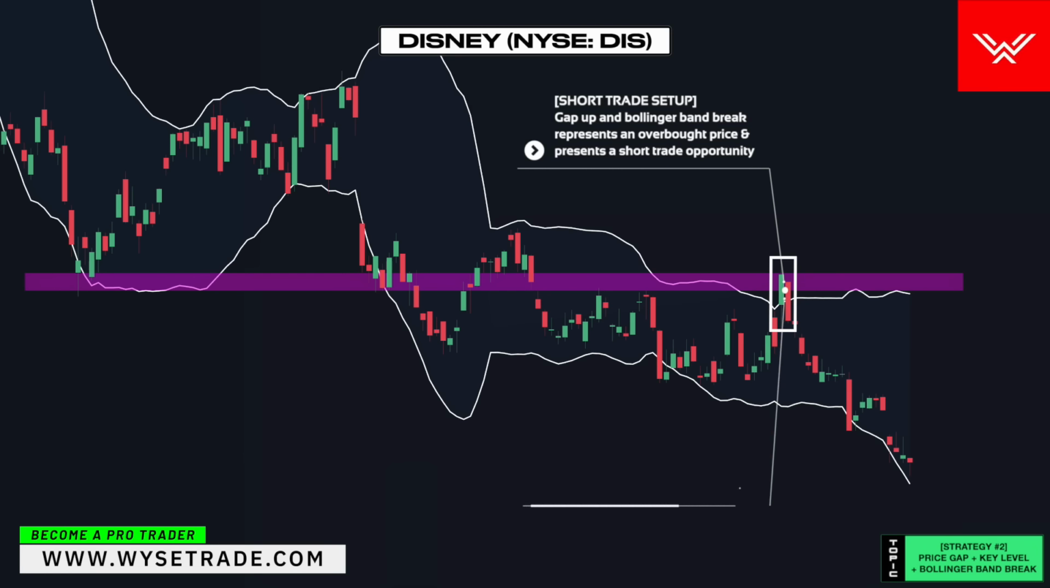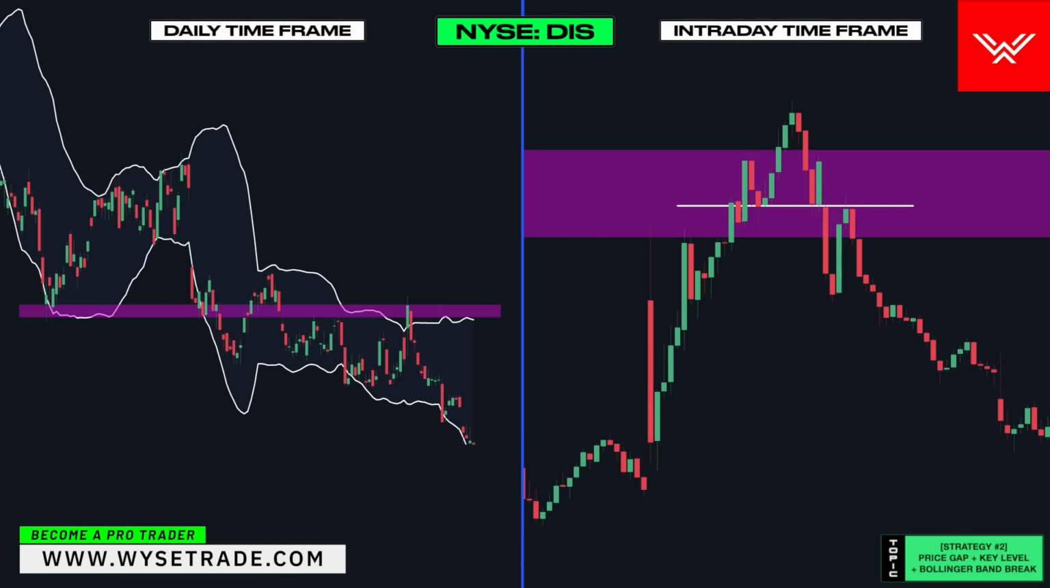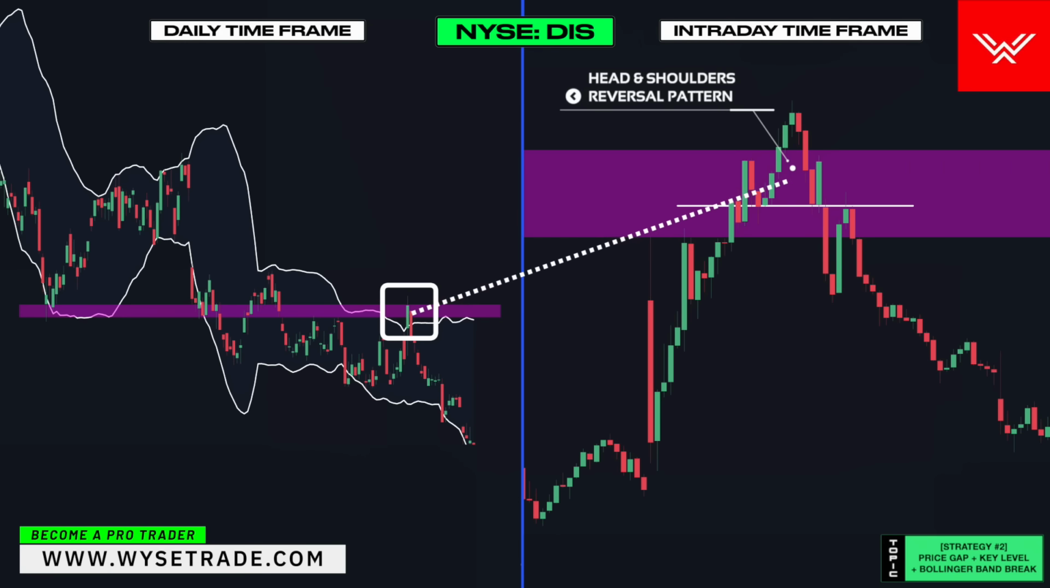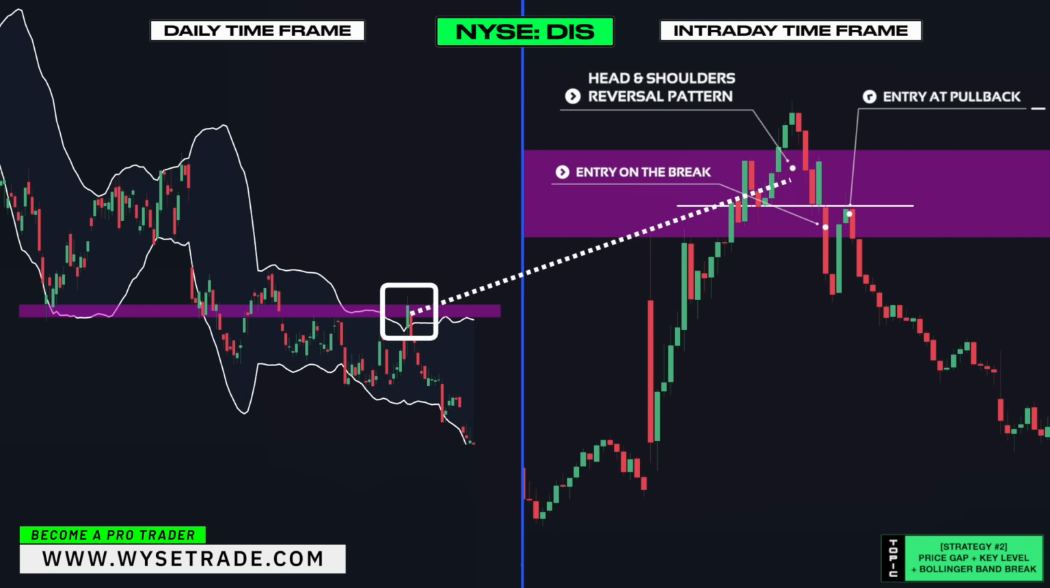So you need to look inside of this area here, but on a lower intraday time frame for a trend change confirmation. So let's pull that up. On the left is the Disney daily time frame we just looked at, and on the right is the Disney intraday time frame. This setup area here is this same area here. You had a head and shoulders reversal pattern, and your entry could have been on the break here or at the pullback, but a better entry is using our entry and exit strategy.